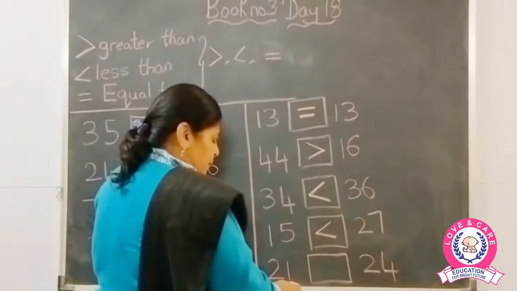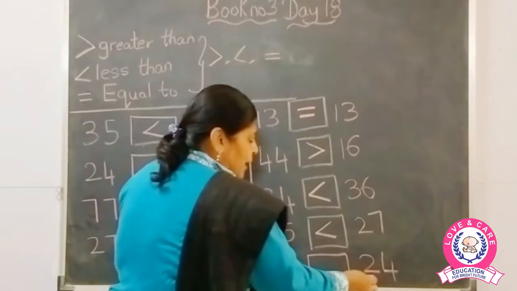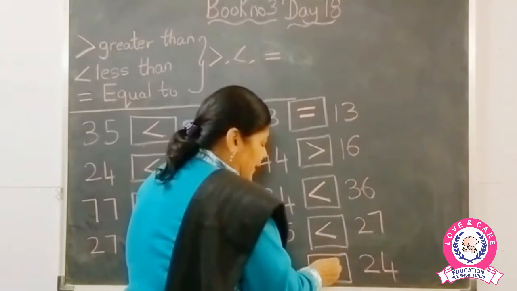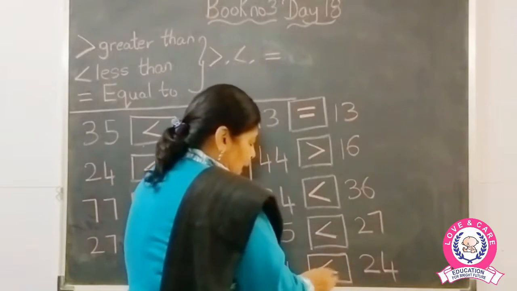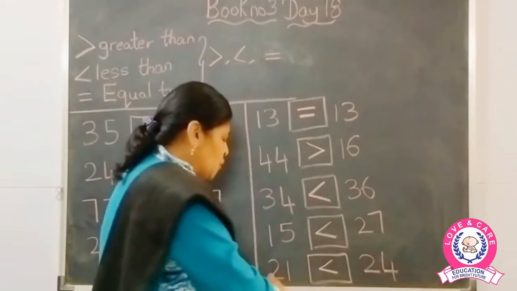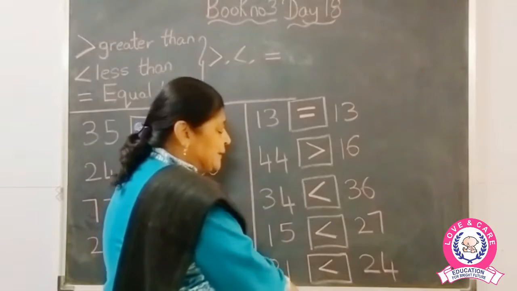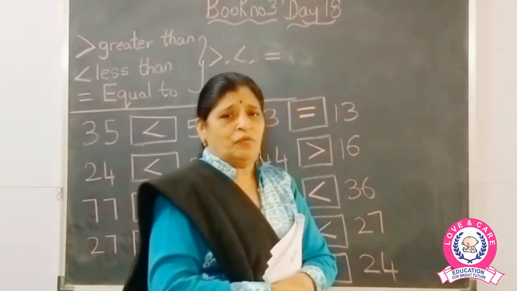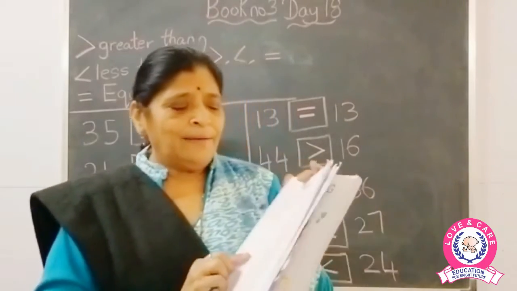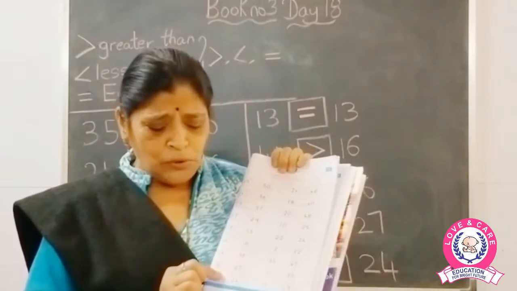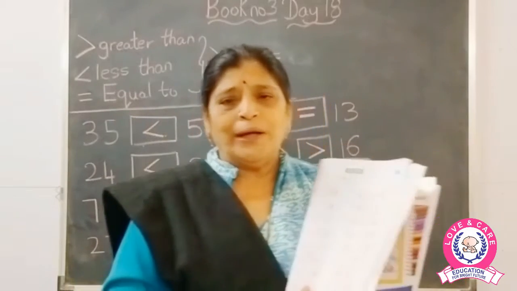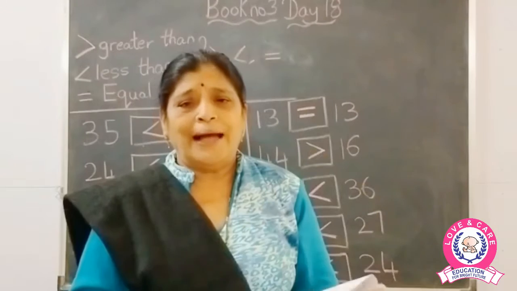Now the next number 21 and 24. Here again the number 24 is greater, and 21 is less than. So while saying we say it 21 is less than 24. Okay? So today we have done the greater than, less than and equal to signs. This is the homework part for you. Parents, while doing it, please help the children and guide them.